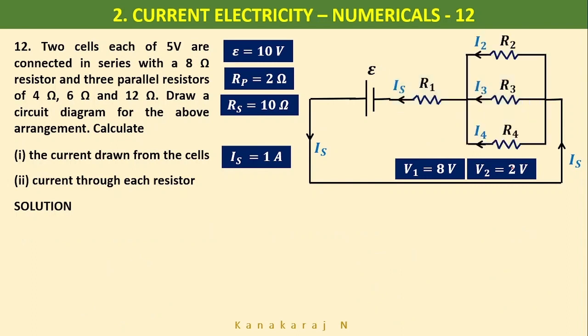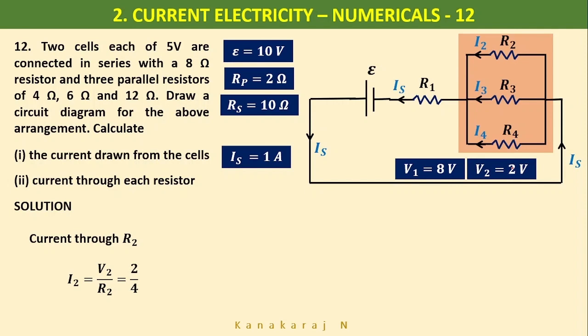Now, that one Rp becomes 3 resistances right now. We are returning. Current through R2. I2 equals, the potential is same now, V2 by R2. V2 is 2, R2 is 4 ohms. Good. We get I2 equals 0.5 ampere.